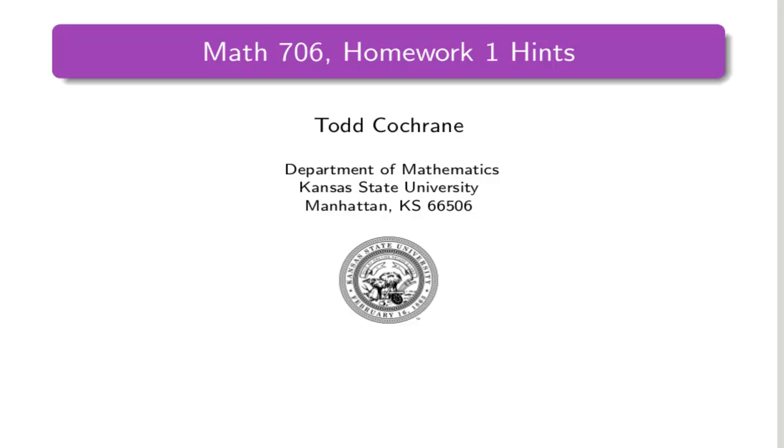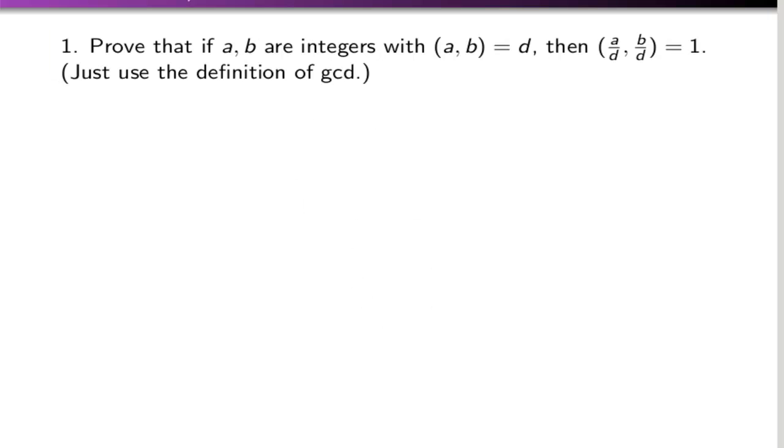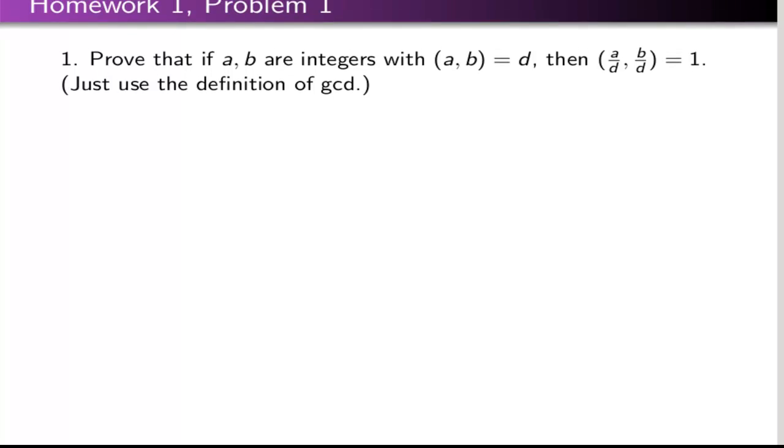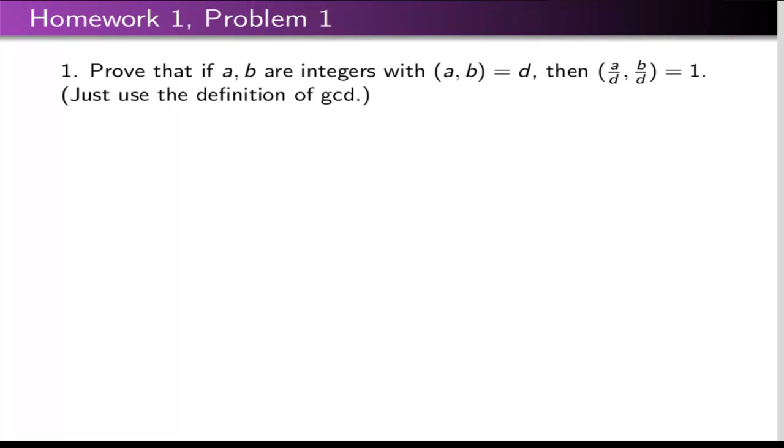Okay, here's some hints for homework 1. Problem 1: let a and b be integers with GCD d. Prove that if we divide d out of both a and b, the GCD is equal to 1. Well, first thing to notice is that these two numbers, which look like rational numbers, really are integers, because d is a divisor of both these numbers.